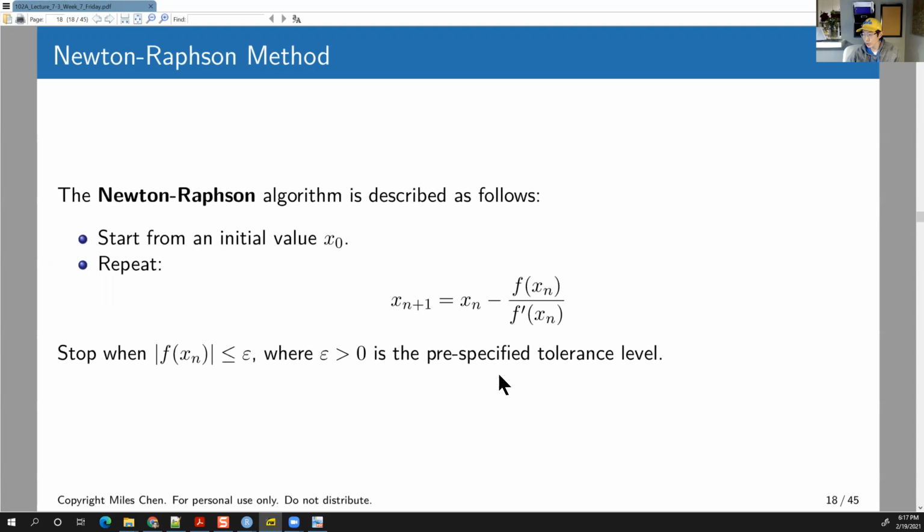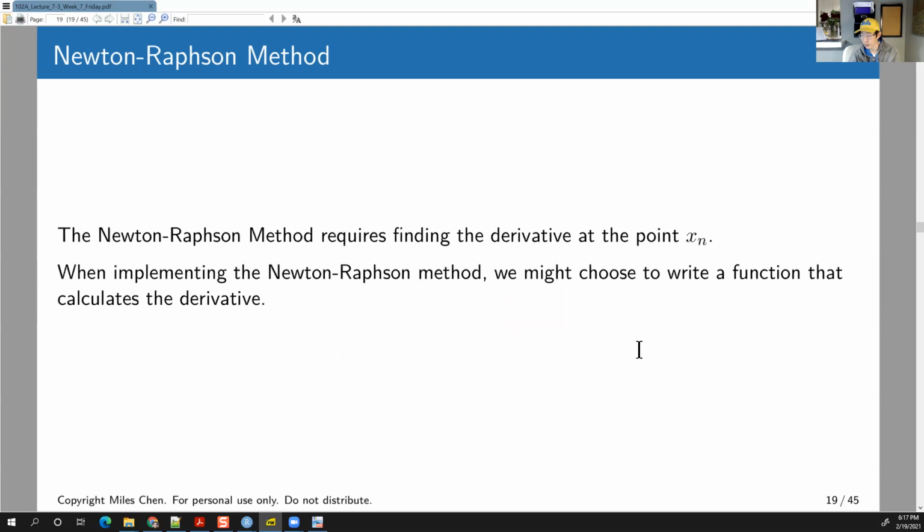We learned the Newton-Raphson method for root finding, and that uses derivatives. The next value x at time n plus 1 is your current value x at time n minus f of x n divided by f prime of x n. We run this until f of x is close enough to 0. But this requires us to evaluate the derivative f prime.